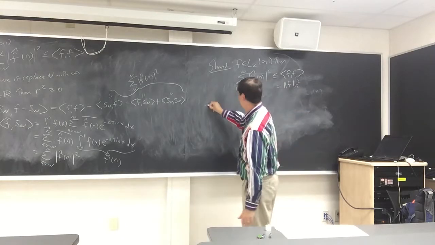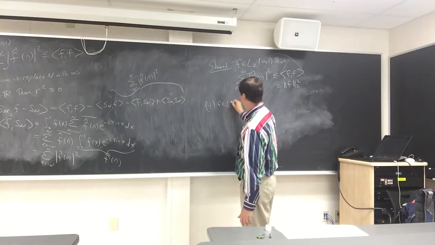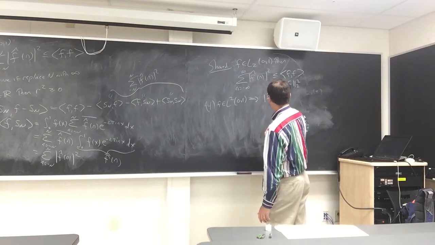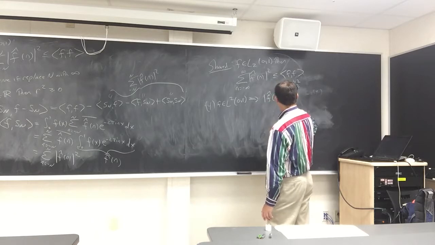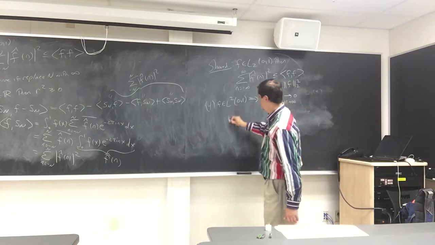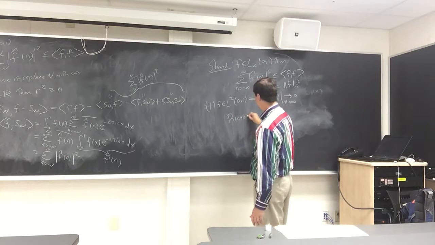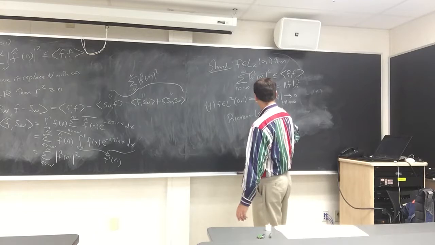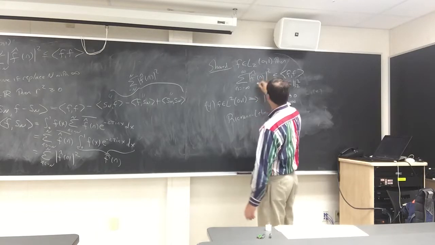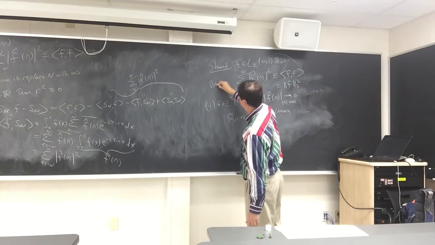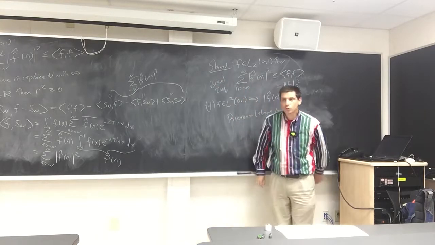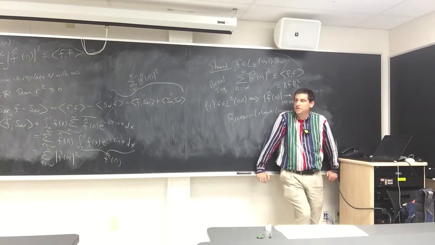But so now we reduce our fourth thing. F in L2 of 0, 1 implies f hat of n goes to 0 as the absolute value of n goes to infinity. And this is called the Riemann-Lebesgue Lemma. And this over here is called the Bessel inequality. So the way we've done it is the Riemann-Lebesgue lemma is a consequence of the Bessel inequality.